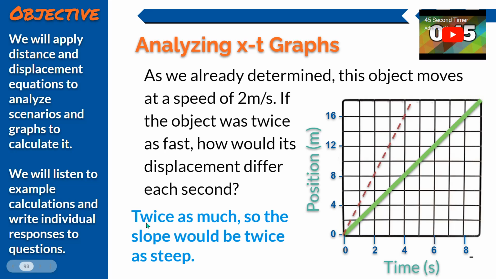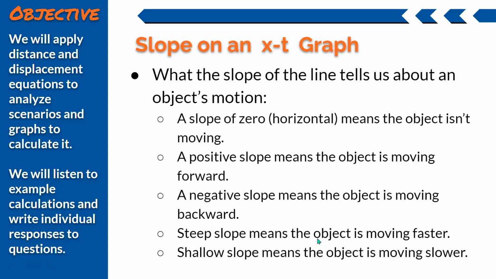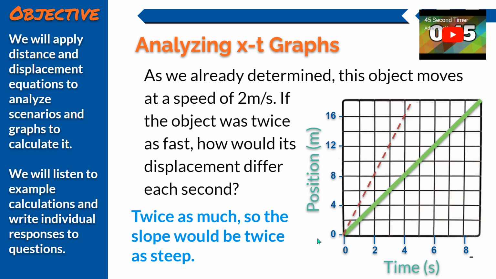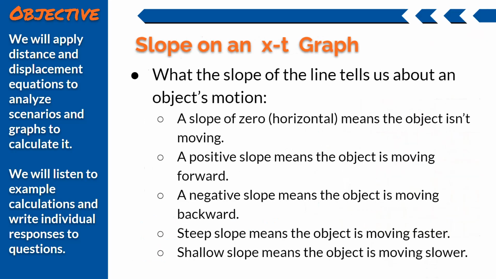Okay, so if your displacement's twice as much, you'd have a slope that was twice as steep. It would look like this. So instead of going 2 meters, it would go 4. And then instead of being at 4, it would be at 8. And so if you have a steeper slope, it means your object is moving faster. If you have a more shallow slope, the closer it gets to horizontal, the slower it's moving. Of course, if it is horizontal, it's not moving. So there's a lot you can tell by looking at the slope of the line on an XT graph.